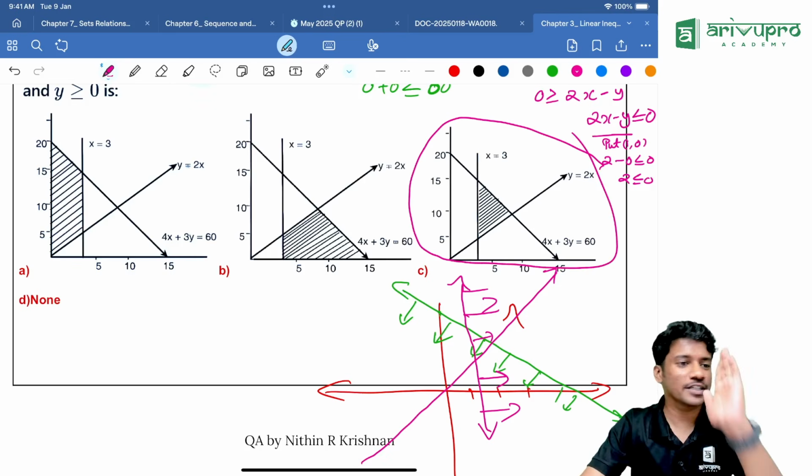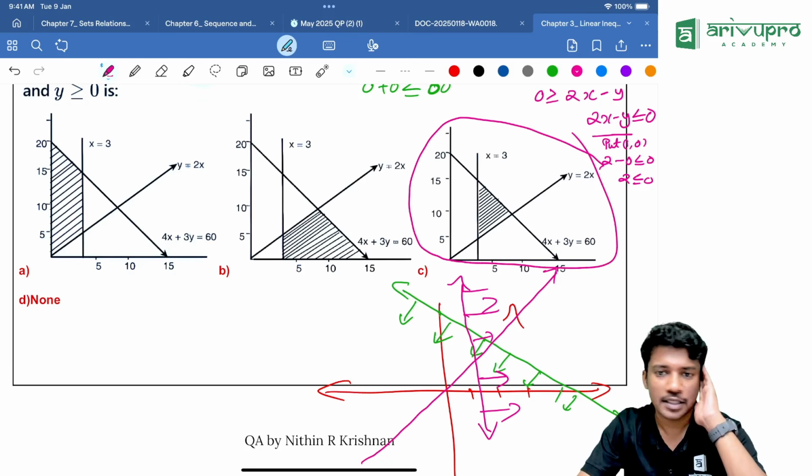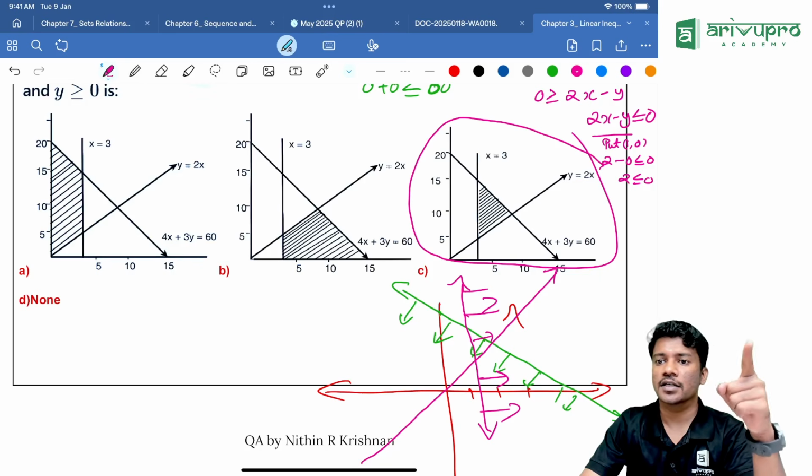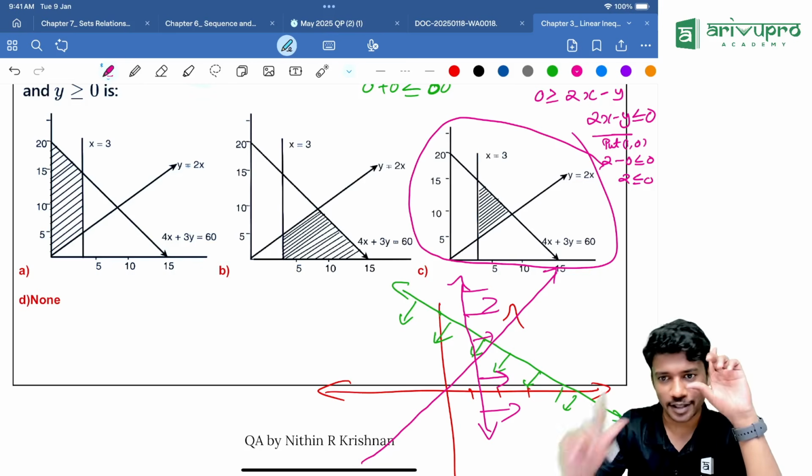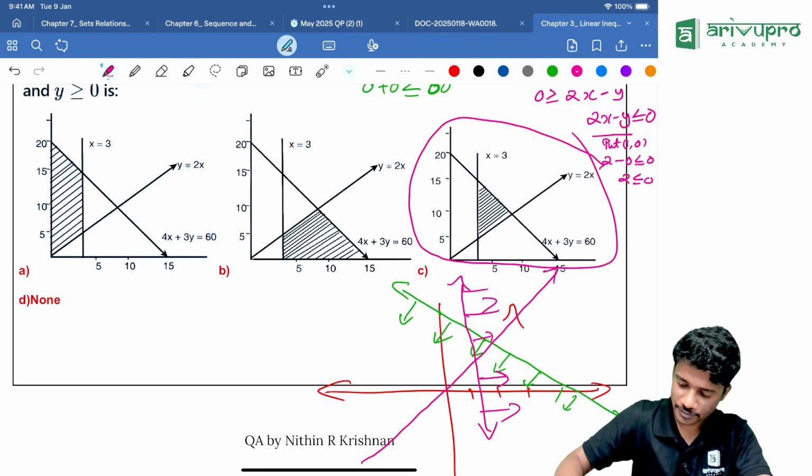Got it? Anyone is having doubt? Abhisri, is it clear? Yes, Preeti, is it clear? Yes. Nirmal? Yes, Aditya? Yes. Okay, absolutely. Okay, fine. Perfect. Next one.